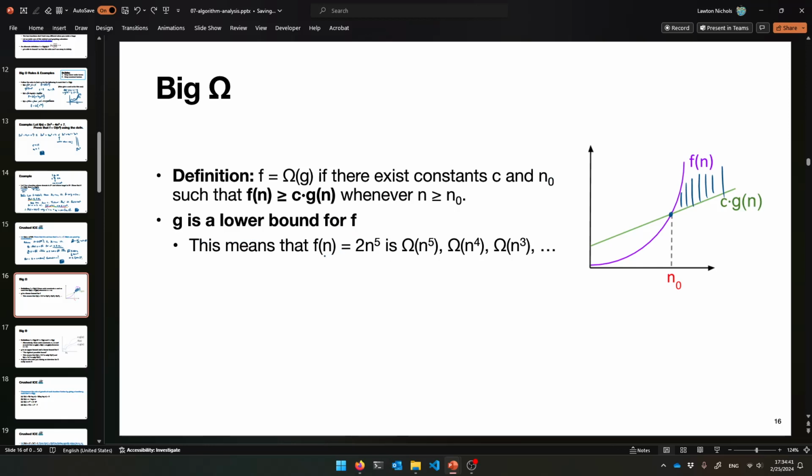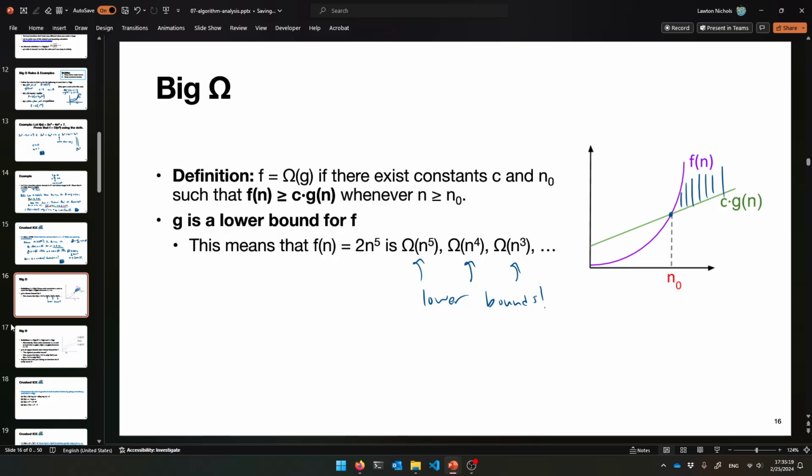So that means if f of n is n to the 5th power, that's bounded below by n to the 5th, right? It's bounded below by n to the 4th, a smaller power. N cubed, also smaller powers. But you can still get n to the 5th because 1 n to the 5th is always smaller than or equal to 2 n to the 5ths. Lower bounds. So that's a difference. That's big omega now, okay? You see that? So, yeah, that's really it. It's kind of the opposite.